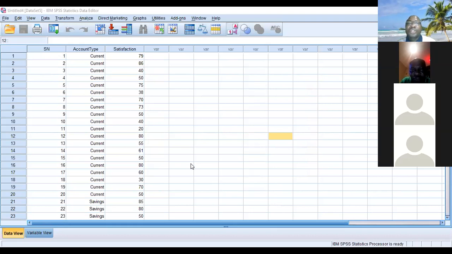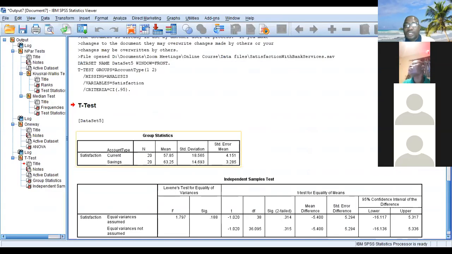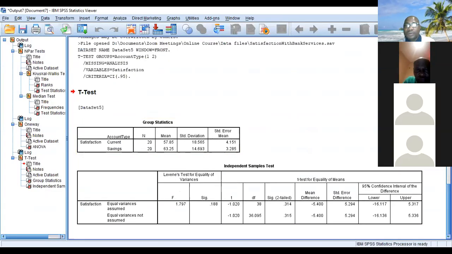Let me share the results. Can you see the result now? Yeah, it's not statistically significant also. Look at the T. Look at the P value. It's not statistically significant also.